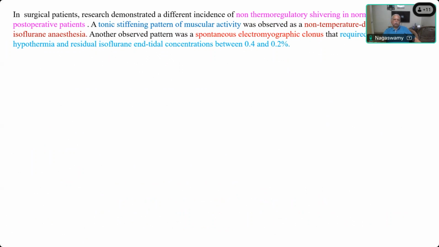One is normothermic shivering, another is hypothermic shivering, and it depends on the residual concentration of isoflurane in the end-tidal expired air. So the larger the concentration, the patient will have abnormal pathological clonic type shivering, and they will be hypothermic if you record the temperature. Whereas in the normothermic patient, the concentration of isoflurane will be very minimal, but they may still have some sort of stiffening of the skeletal muscle. It will not be the classic pattern of shivering. It will be some sort of stiffening of the muscles, and the patient will be saying, "I'm not comfortable."